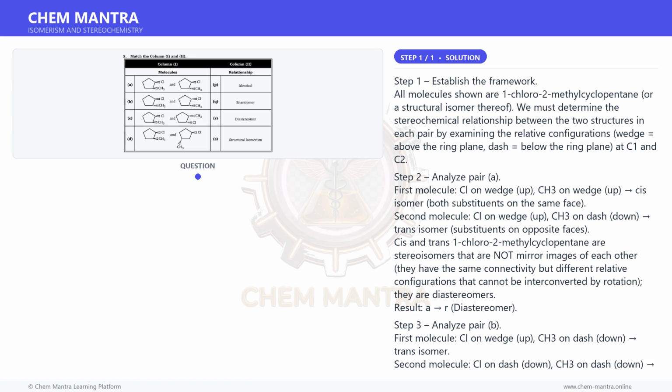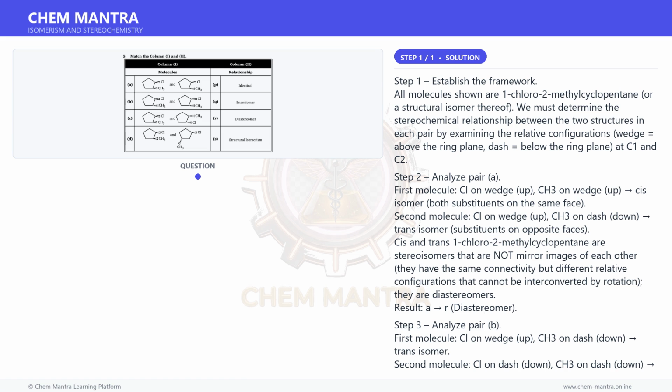Both molecules are the cis 1-chloro-2-methylcyclopentane. Drawing both structures shows they are superimposable. One is simply the ring flipped or rotated to give the other. They represent the same compound. Result C-P, identical.